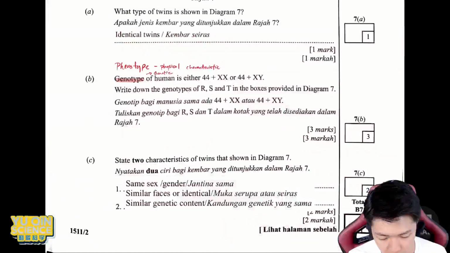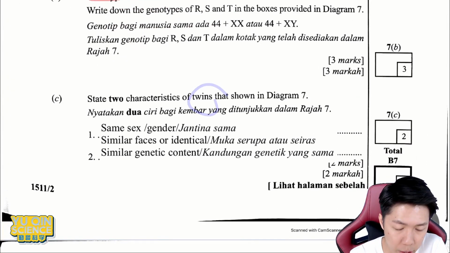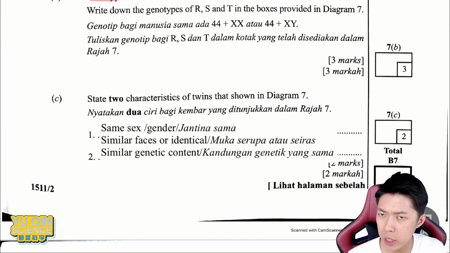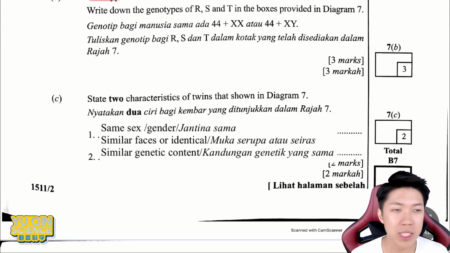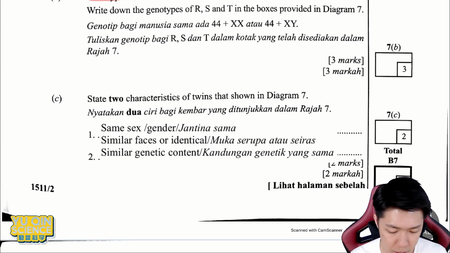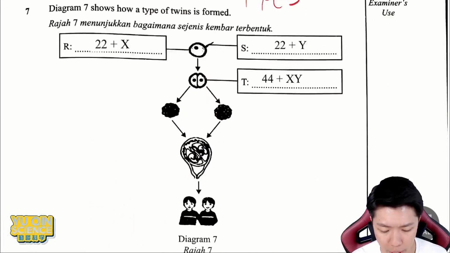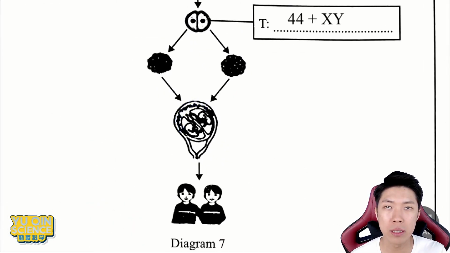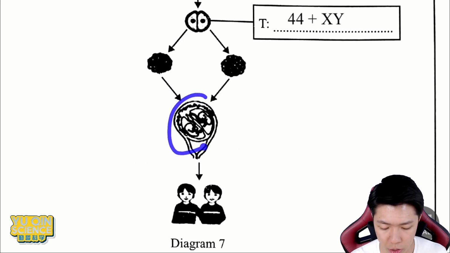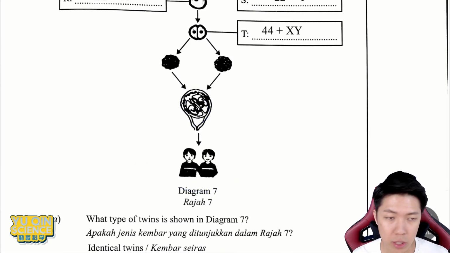Okay, next one. State two characteristics of the twins. So the baby give birth what characteristics? So very easy, same gender, or you want to say same sex, same genetic content, similar genetic content. Yeah, like if you want to write share the same placenta, cannot, because that's not the twins yet, that's not born yet inside. So the question says the twins so we write characteristics on the twins.